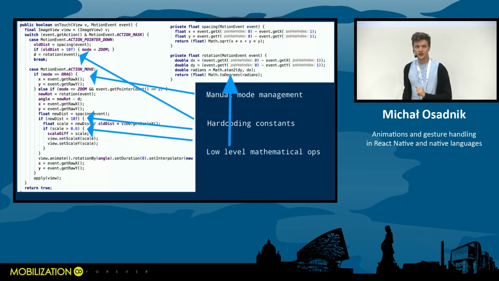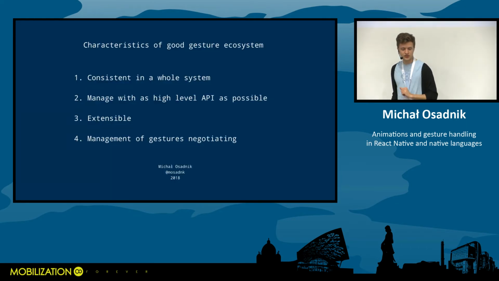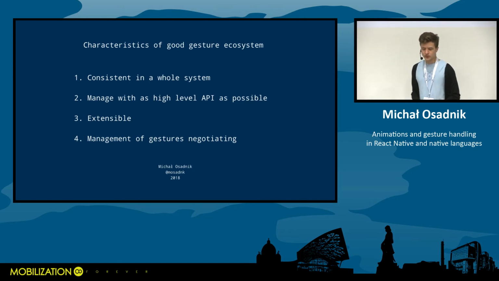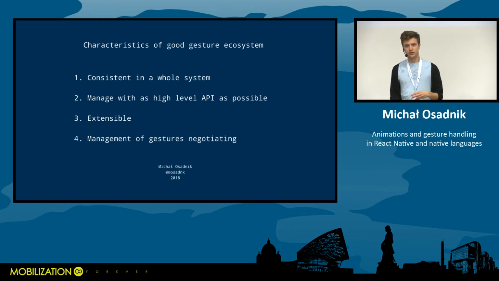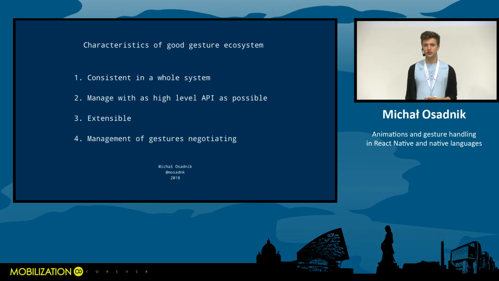And the last thing is that I had to make some low-level mathematical operations, and for me it's quite too low-level for this current case of programming. So considering these two codes I've done, I made some characteristics of a good and coherent gesture ecosystem. Firstly, it should be consistent and coherent in the whole system. I mean that some gesture should be interpreted in the same way in every application.